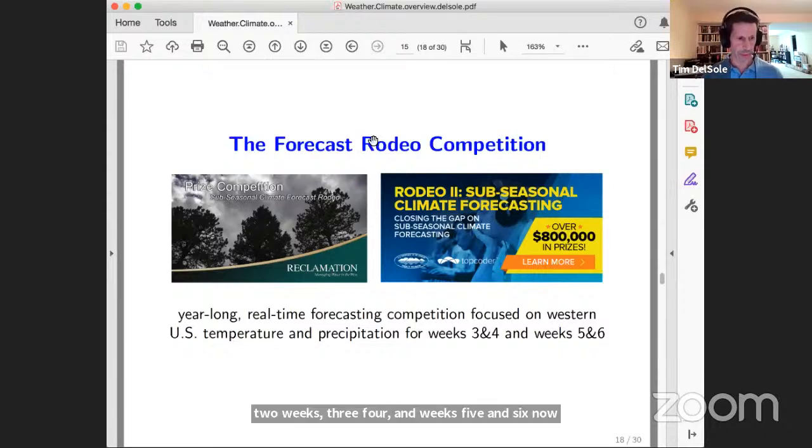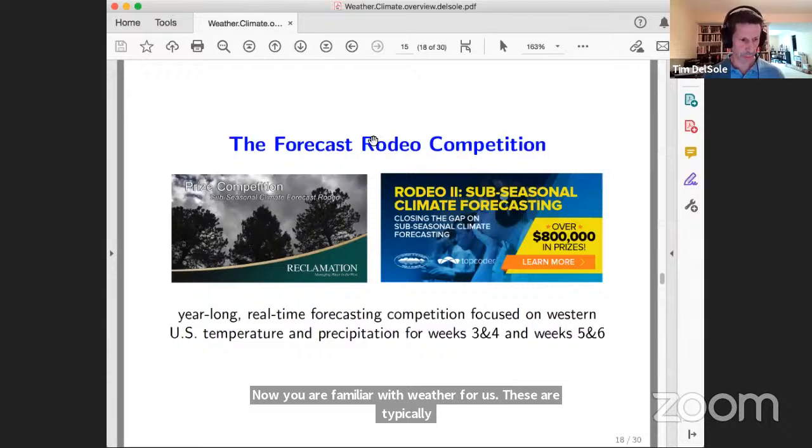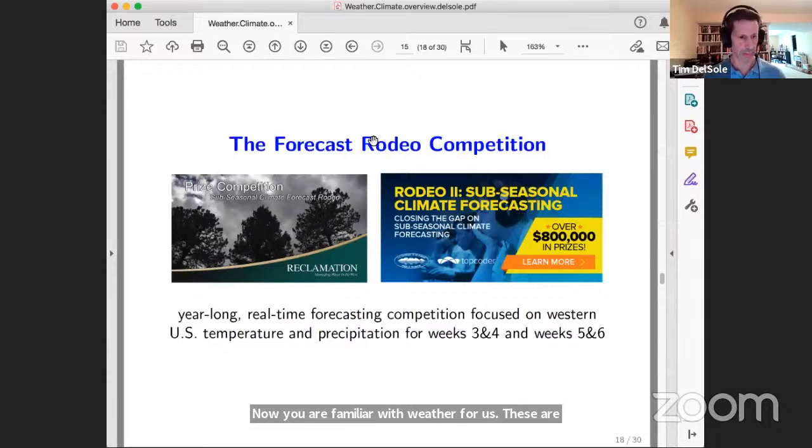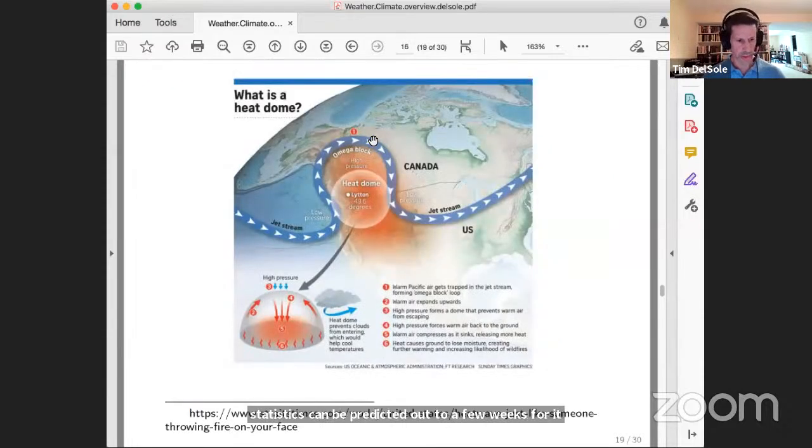Now, you are familiar with weather forecasts. These are typically available up to 5 days, but predicting weeks 3 and 4 is a much harder problem. As I mentioned, the atmosphere is chaotic, which limits what we can predict. Nevertheless, there is evidence that certain weather statistics can be predicted out to a few weeks. For instance, in July, there was a heat wave in the Pacific Northwest.